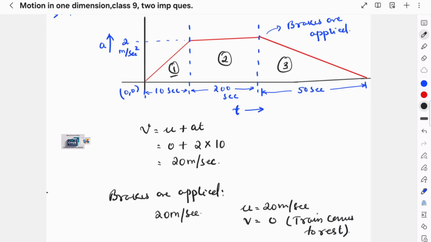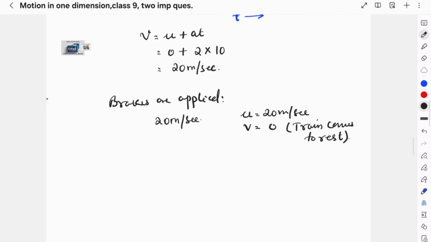Again applying v is equal to u plus at. We know the initial velocity is 20 meters per second. The final velocity becomes 0 and we have the a. Now this a will become the retardation and the time taken to come to rest was 50 seconds. So my time t becomes 50 seconds.